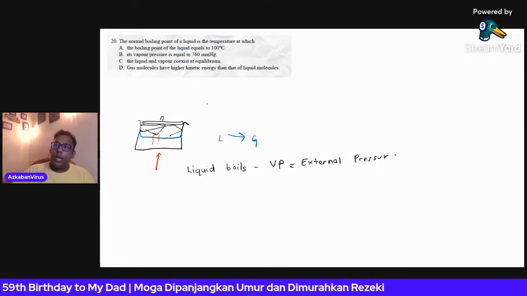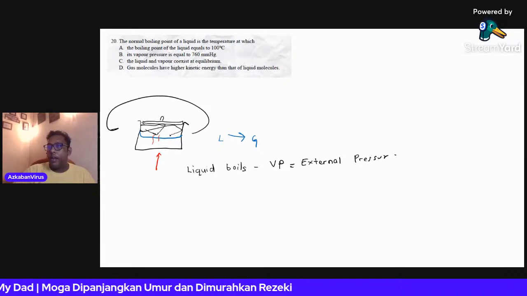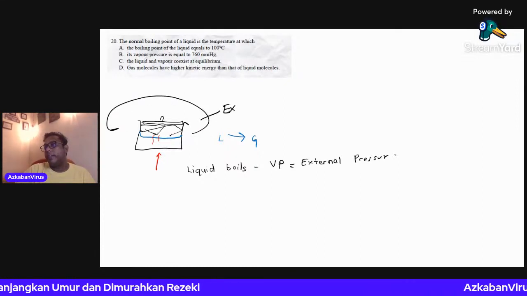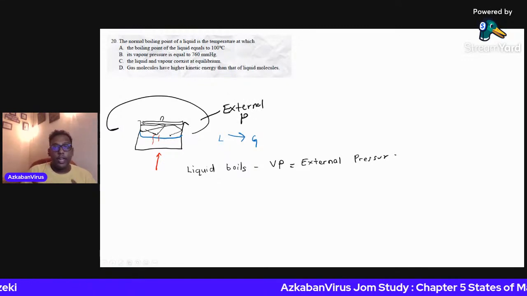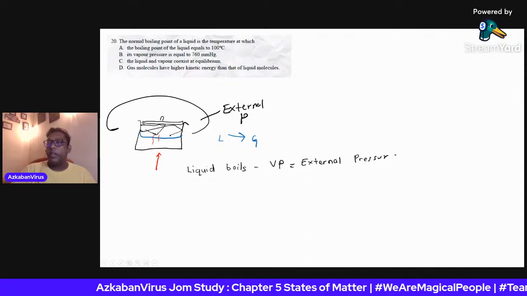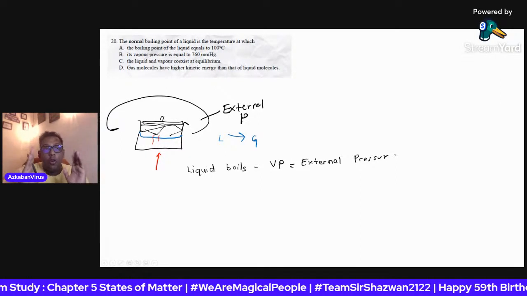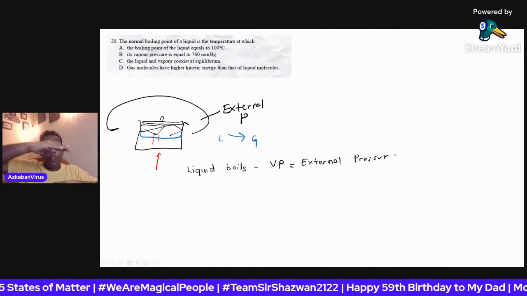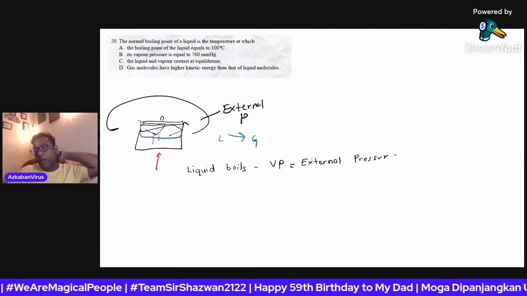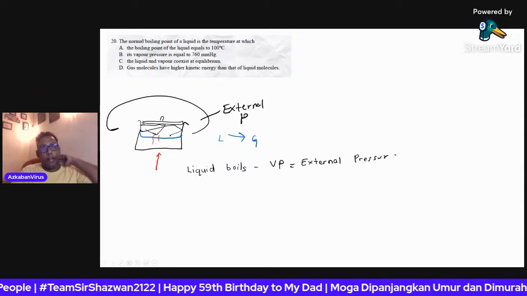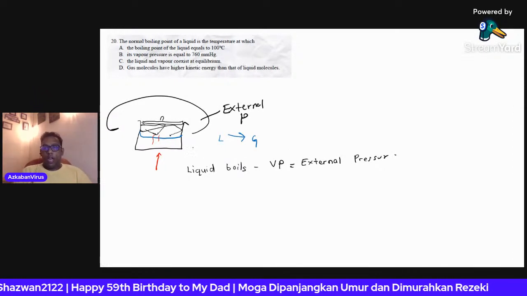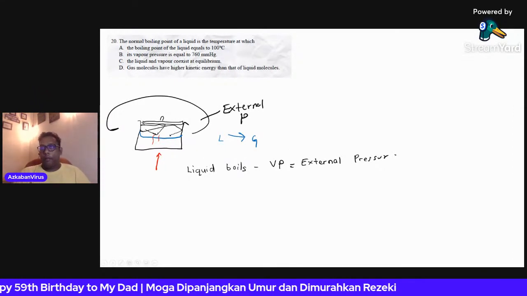Okay, dekat luar ni ada pressure. Nama dia adalah external pressure. Kalau macam sekarang ni, kita punya external pressure adalah 1 atm. Okay, so dia akan mendidih. Kalau kamu didihkan air dalam periuk, kamu akan dapat pak tudung dia tu bergoyang kan. That's because of vapor pressure tu dah sama dengan external pressure. Okay, sebab itulah barulah liquid tu boil.